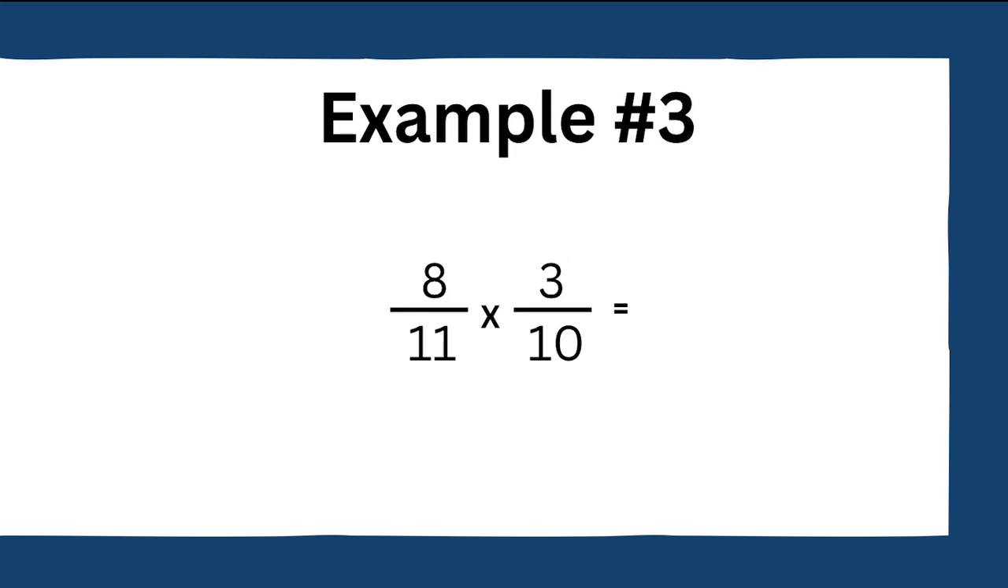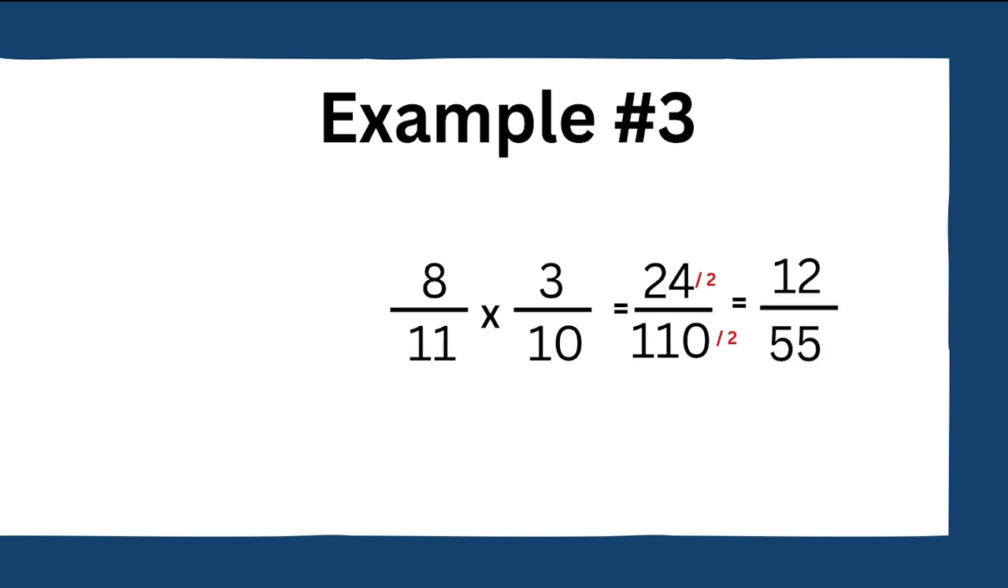Going on to our third example, I have 8 over 11 times 3 over 10. Remembering our rule of strictly multiplying across, I'm going to do 8 times 3, and I get 24, and of course 11 times 10, I get 110. Now, I'm going to simplify this a bit further, and I'm going to do this by their greatest common factor, which would be 2. So 24 divided by 2 and 110 divided by 2, I get 12 over 55. This fraction cannot be simplified any further, and I'm going to leave it as is.